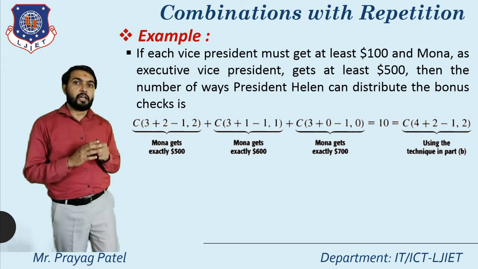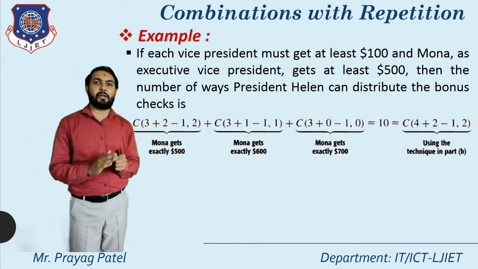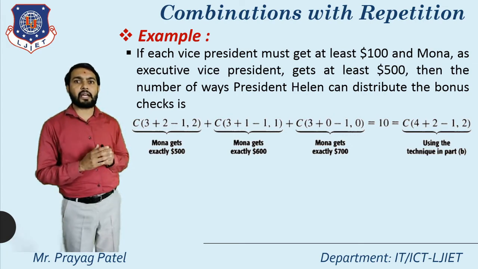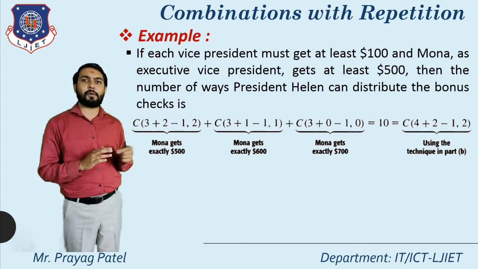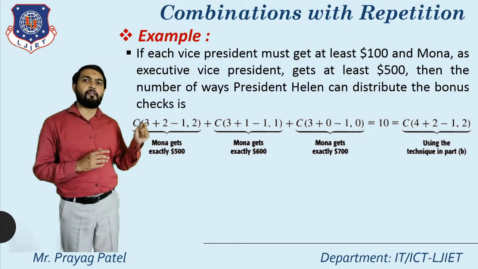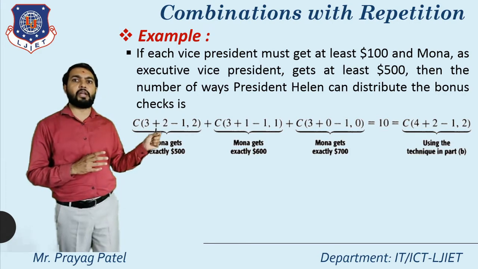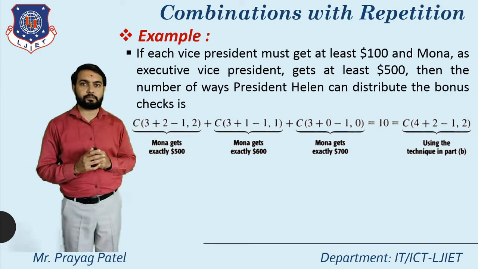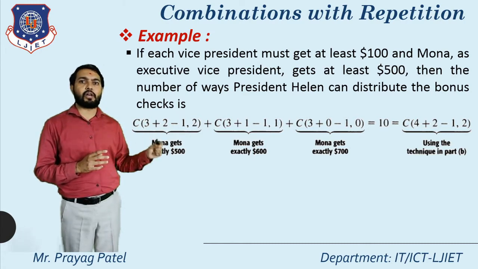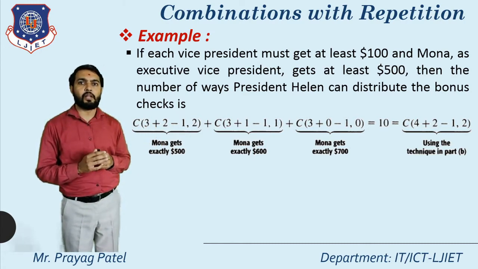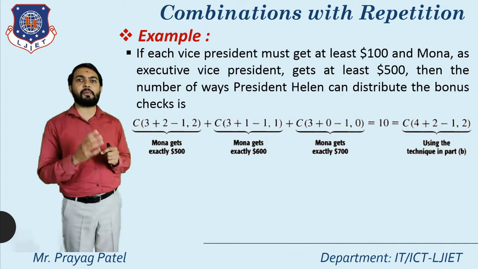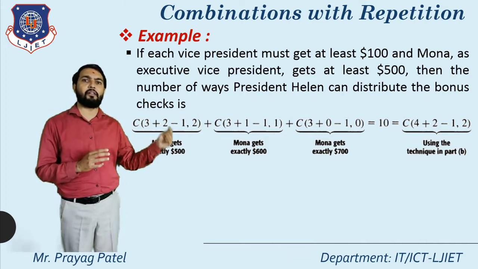Now another case. If Mona gets exactly 600, that means 6 checks are given to Mona. Now the remaining 3 checks are already given to each remaining person. That means the remaining 3 will get 100, 100, 100. Now only 1 check is remaining. That means the combination is R equal to only 1. So N equal to 3, R equal to 1. That means 3 plus 1 minus 1, 1. Now the last case, Mona gets exactly 700 and the remaining 3 will get 100, 100, 100.